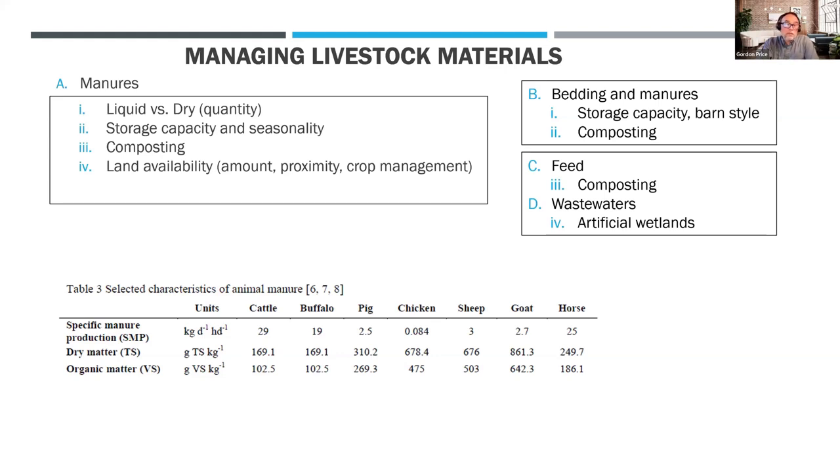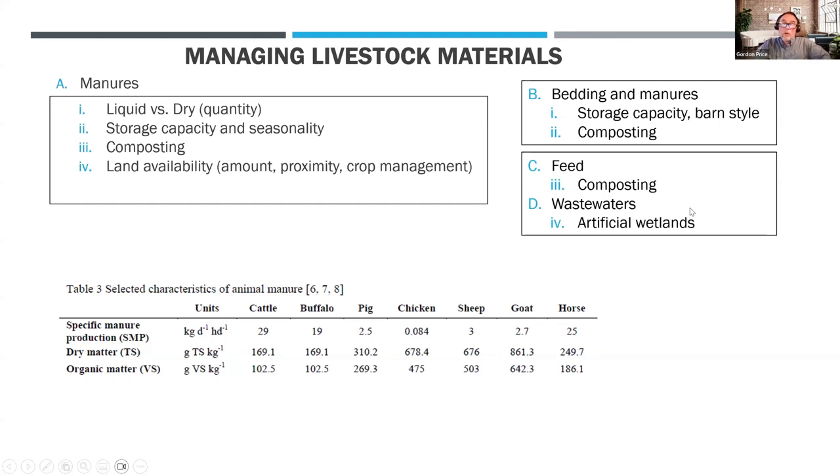And these management approaches for livestock manures are going to be constrained by the availability of land, proximity of the material to that land base where you can manage the manures or amendments that are being generated, and the type of crop management system that you are involved with. Similarly for bedding and manure, so these are the mixtures, storage capacity and barn style will play a role in how that material is managed. And again, composting might play a role, which may require separate footprint, separate facilities.